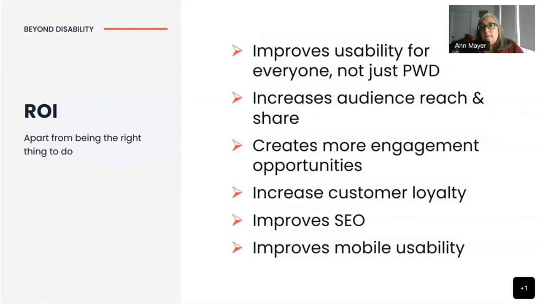Apart from being the right thing to do, accessibility has a huge return on investment. There's a lot of available research that shows that accessible products and services, as I said, improve usability for everybody, not just people with disabilities, increases audience reach and share, creates more engagement opportunities, increases customer loyalty, improves SEO. There's actually several areas where accessibility and search engine optimization overlap. Improves mobile usability. Studies also show that without accessibility, you're not just losing people with disabilities as customers. You're also often losing their family and friends out of loyalty.